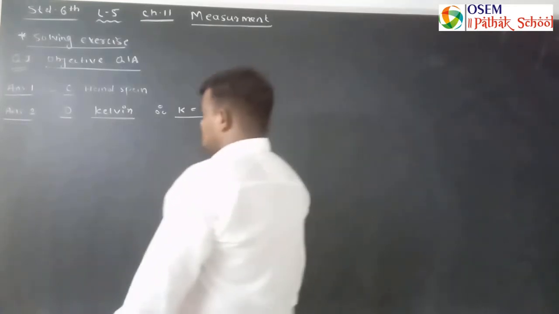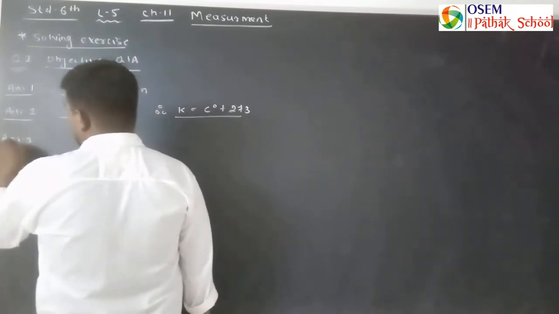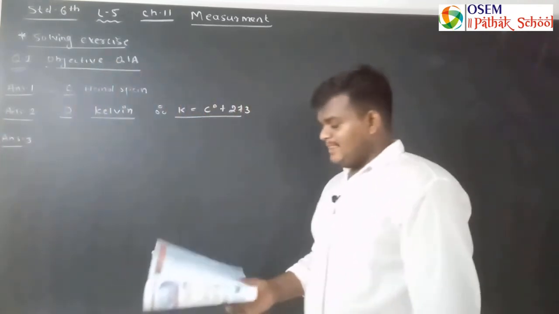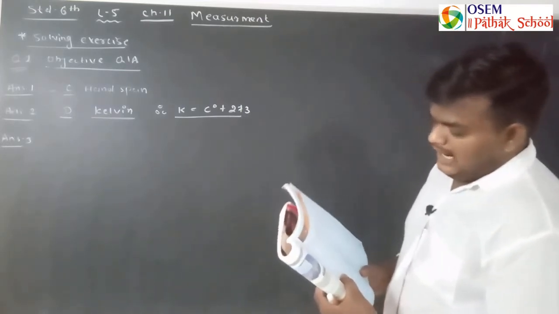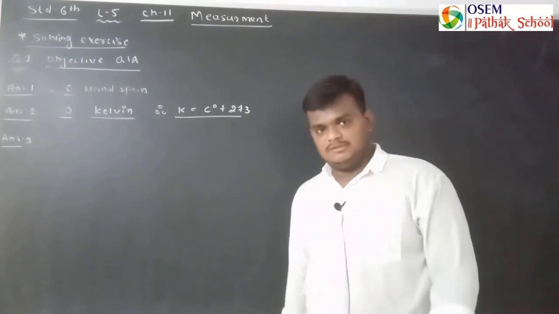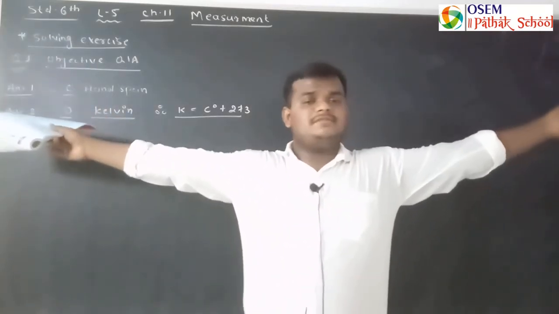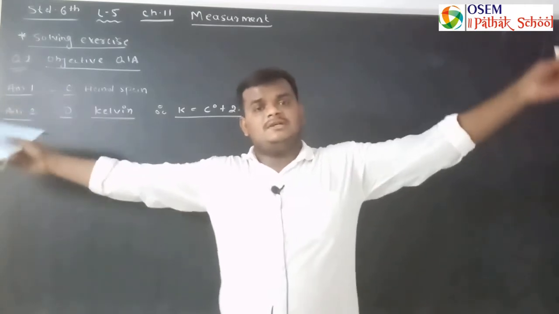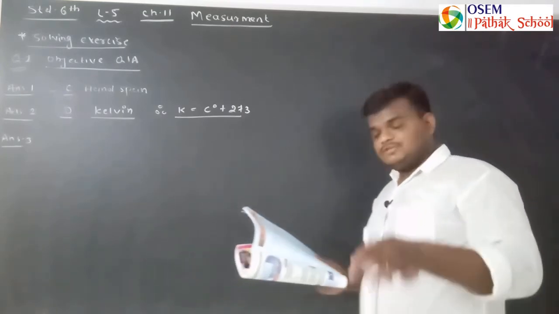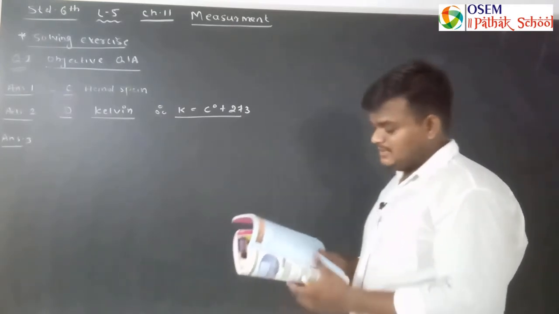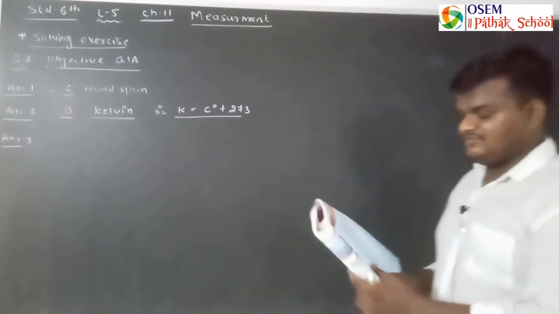Question number 3. What is given in question number 3? Let's try to understand. Question number 3: the distance between two outstretched arms. So these are our outstretched arms. The distance between two outstretched arms is known as a, option A fathom, option B handspan, option C foot, and option D pace.